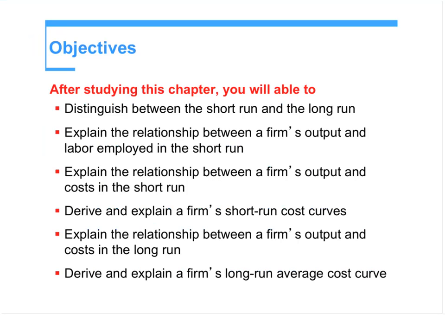After studying this chapter, we'll be able to distinguish between short run and long run. What's the difference between short run and long run and its implications on the business? Explaining the relationship between a firm's output and labor employed in the short run. Explain the relationship between a firm's output and cost in the short run. Derive and explain a firm's short run cost curve. Explain the relationship between a firm's output and cost in the long run, and derive and explain a firm's long run average cost curve.